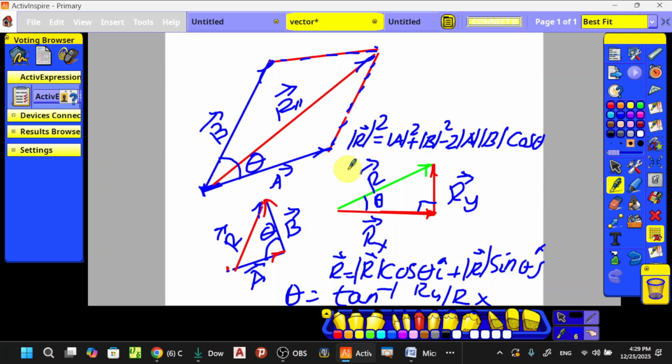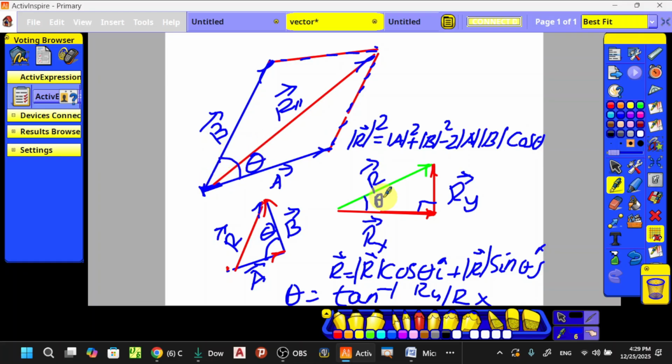R is calculated by the formula: the magnitude of R squared is equal to the magnitude of A squared, the first vector, plus the magnitude of B squared, minus 2 times the magnitude of A times the magnitude of B times cosine of theta, where theta is the angle between A and B.